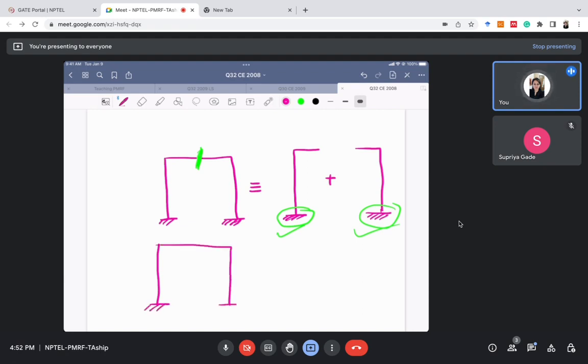Suppose this was our frame, so we can make a cut like this also, because in this case we will have one structure like this and another structure like this, right? So this is also a correct way of cutting. So we can make a cut like this. Okay, so this thing is clear now.